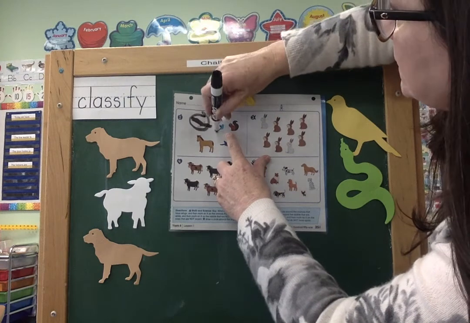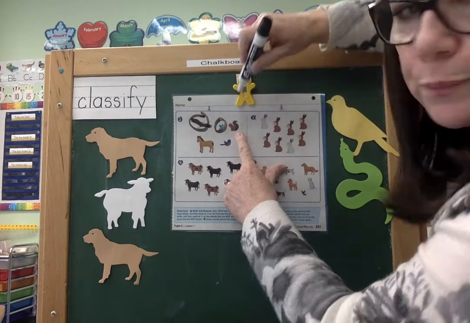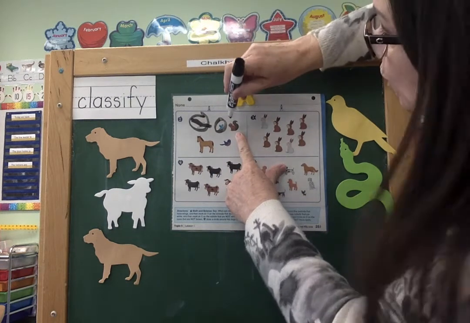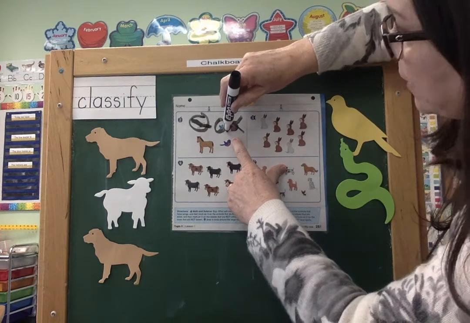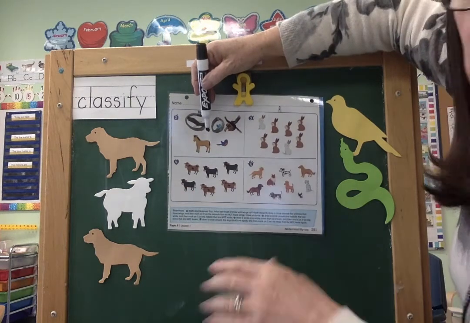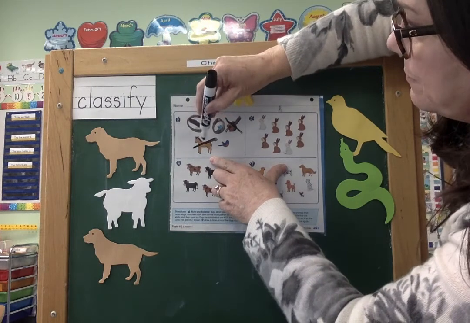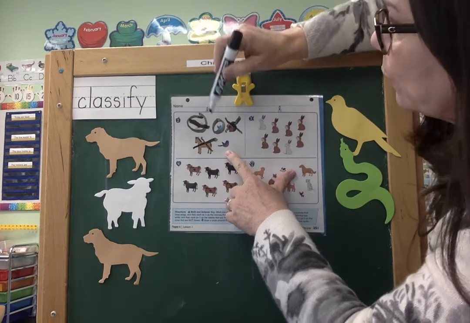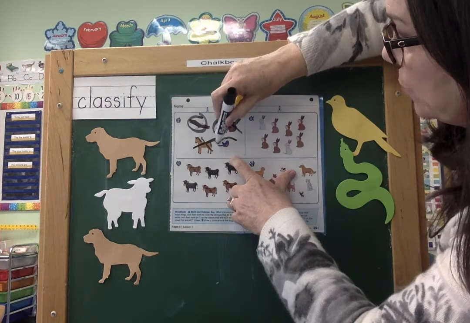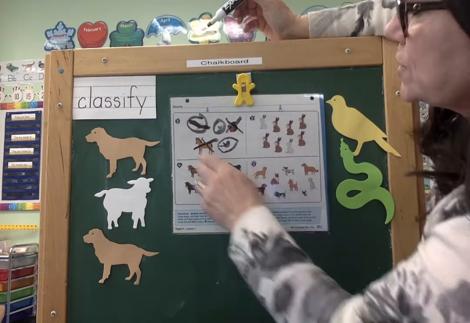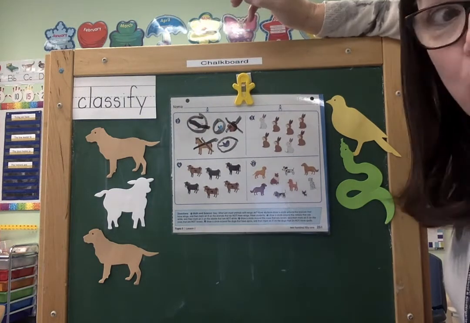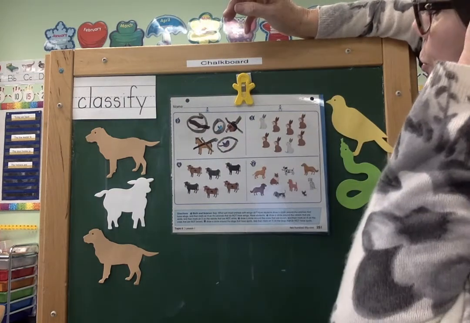Bluebird? Yes. Squirrel? No. What are we going to do to the squirrel? Put an X on him. Now we're going to come down to our next row. Horse. Wings? Nope. Put an X. What about a robin? Yes. So we're going to circle it. So we circled 3 animals that have wings and 2 animals that do not.